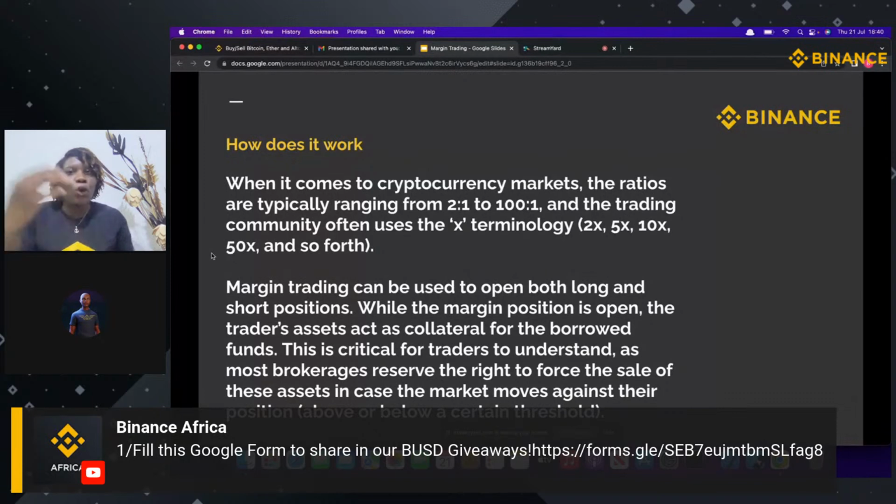All right. So margin trading can be used to open two positions. You can choose to go long or you can choose to go short. Going long means that you're anticipating that the price of the asset is going to increase, and going short means that you anticipate the price is going to drop.